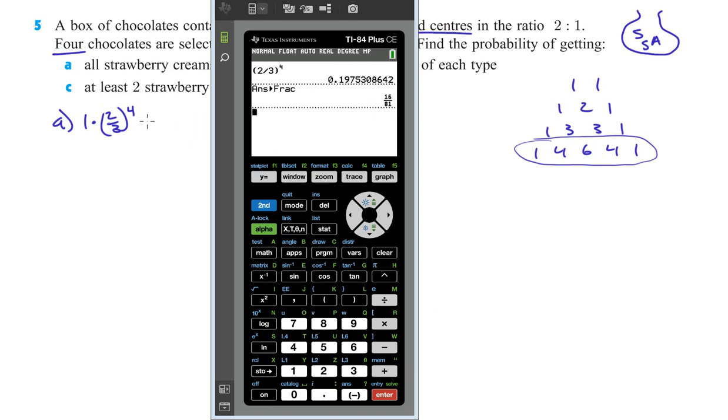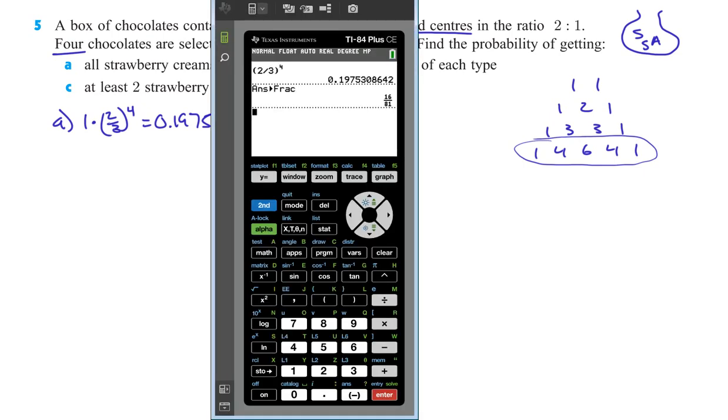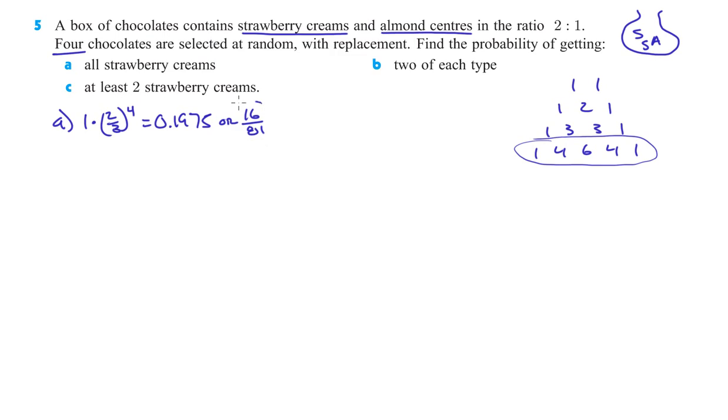Equals 0.1975 or 16/81st, I think is what we came up with. Yes. Okay. So either one of those for A.